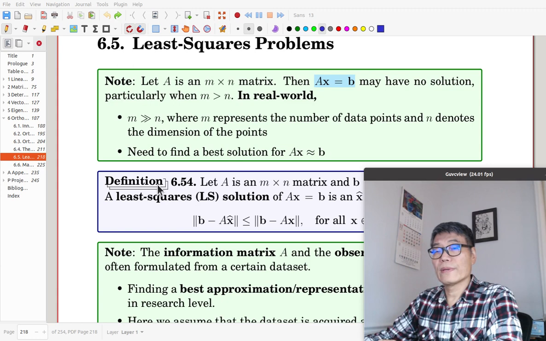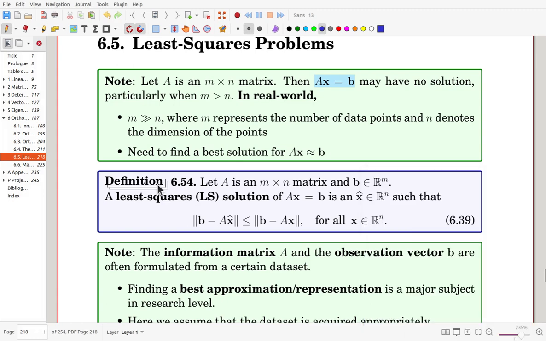Let's begin with a definition. A is an m by n matrix. b is in R^m. A least squares solution of the linear system Ax equals b is a vector x hat in R^n such that the norm of b minus Ax is minimized at x hat.